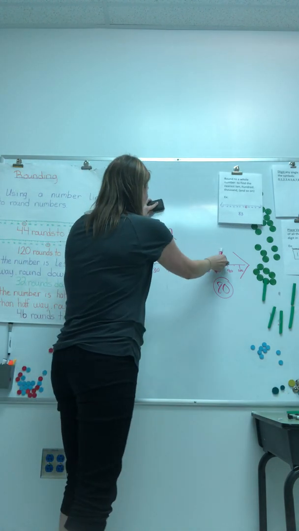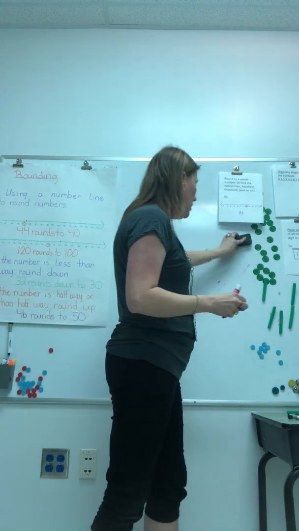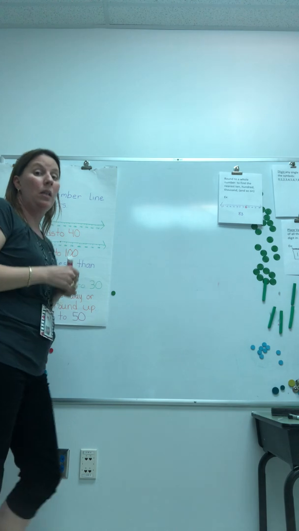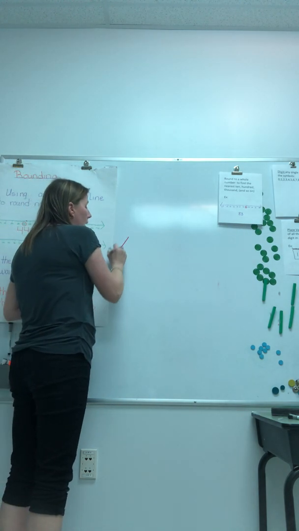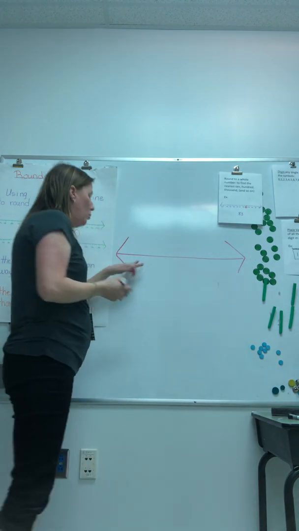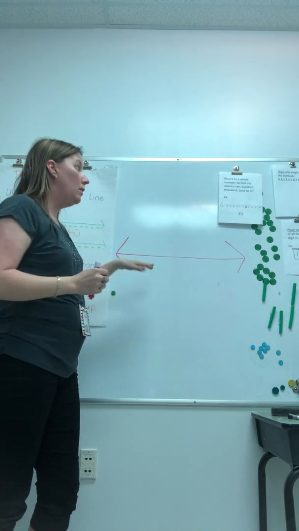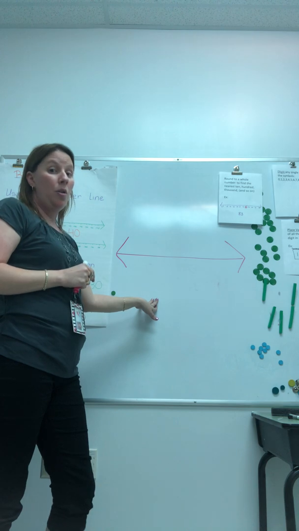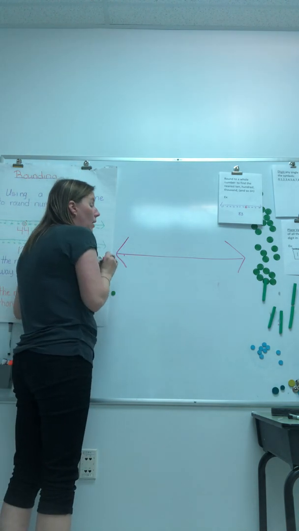All right, so that is rounding to the nearest 10 using a number line. Now the second part of today's lesson is going to be rounding to the nearest 100 using a number line. Now boys and girls, it is the same process, okay? So again, we do not need to start our number line at 0. And this time I'm not going to label my number line by tens because we are rounding to the nearest 100. So I'm going to label my number line by 100.